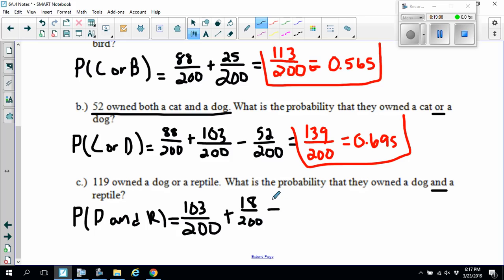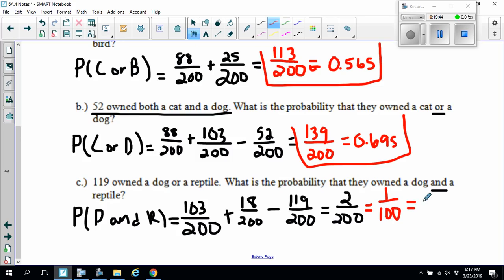Now we need to subtract the probability that someone owned a dog or a reptile. In this sentence, they told us that 119 owned a dog or reptile. So we're going to do minus 119 over 200. Now we add and subtract our numerators. When we do that, we get 2 out of 200. And don't forget, if you are going to leave your answer in fraction form, make sure you simplify it. So this is 1 over 100. Or you can write your answer in decimal form, which would be 0.01.